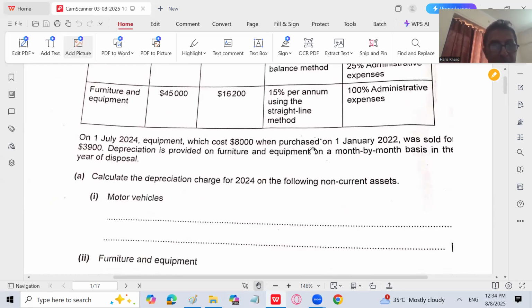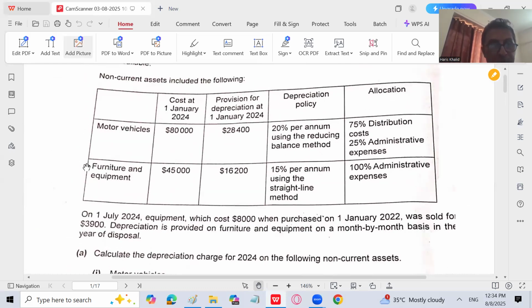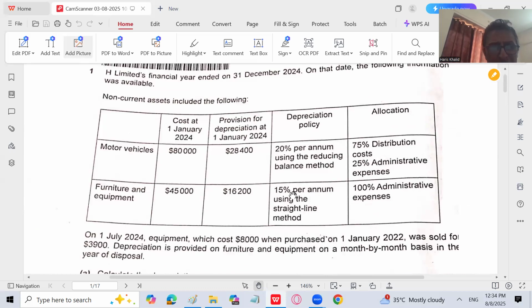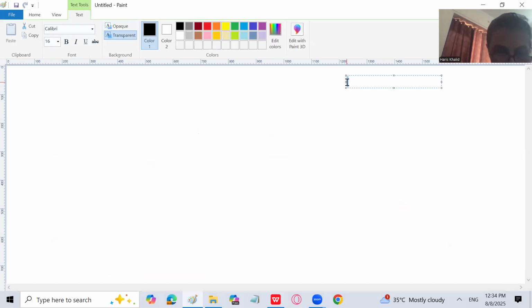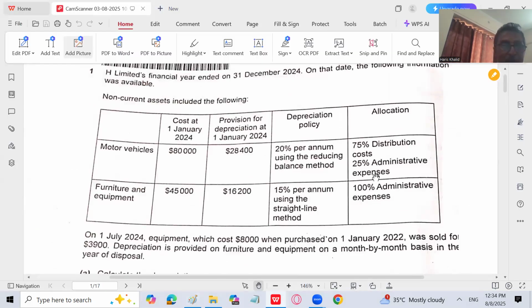So let's start by calculating depreciation for the motor vehicle. That is 20% using the reducing balance method. So 80,000 minus 28,400. Let me calculate it here. As I'm going to solve the question right in front of you, I am doing the calculation right with you, because I didn't solve it earlier. I'm not used to doing that. I always solve it right at the moment.